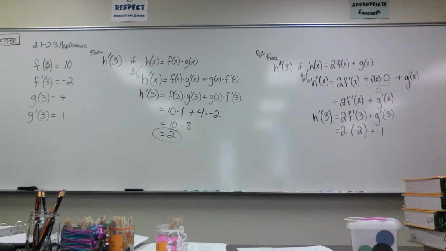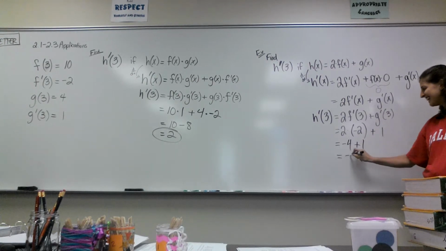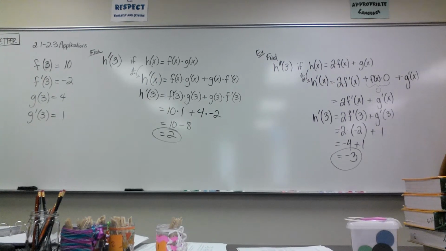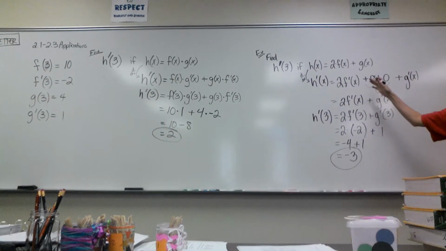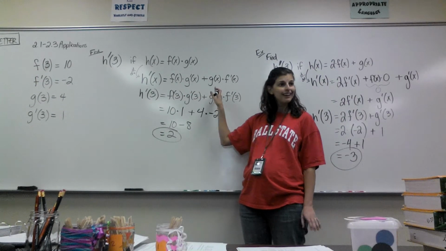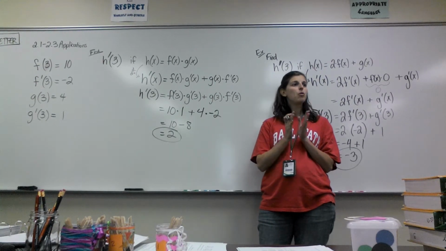G of 3 would be 4. G prime of 3 would be 1. And that brings up a good point, though. You got to be careful which one you're plugging in. Negative 4 plus 1 gives me negative 3. Does that make sense? You just looked at the wrong one. You got to be careful, and you have to make sure that you don't drop any of your primes that are supposed to be there, but don't put them where they're not supposed to be either. Like we got to make sure we know the product and quotient rules and when we need them.